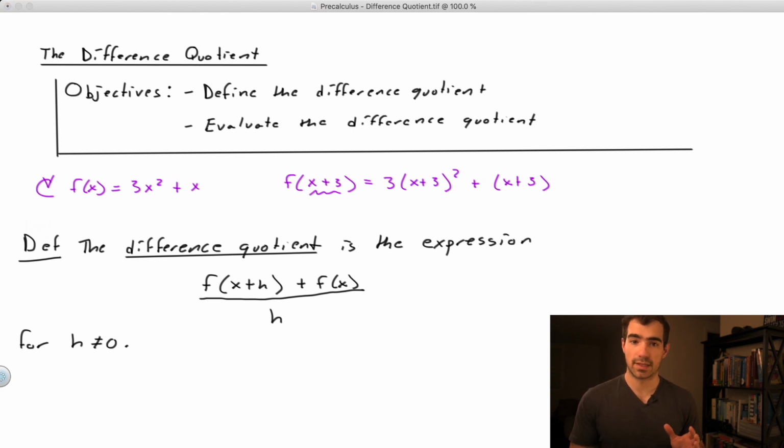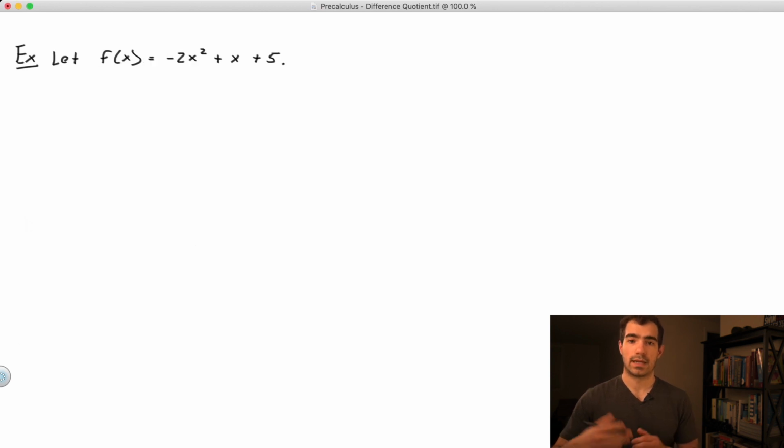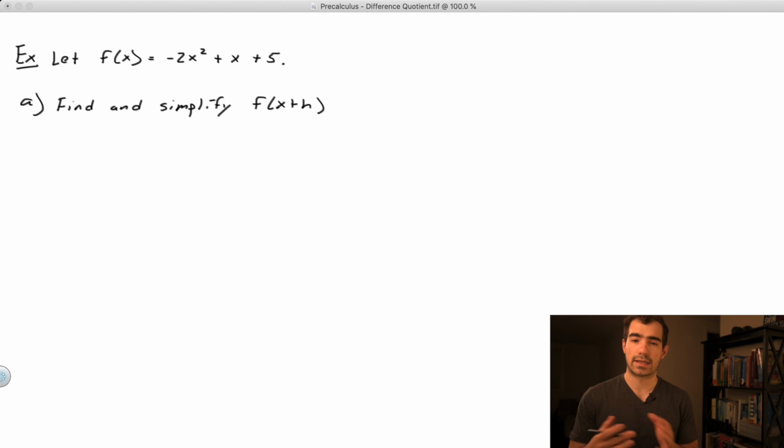And this looks like a really crazy expression, but because it's so integral to calculus, it's all the more important that we get some practice in preparation of that now. And so let's see how we can apply this to some examples. Let's let f of x be negative 2x squared plus x plus 5. And let's see if we can start to evaluate the difference quotient for this function. We'll break this up into steps. First and foremost, we want to make sure we can evaluate f of x plus h. And then once we get that result, we'll plug it into the bigger expression.